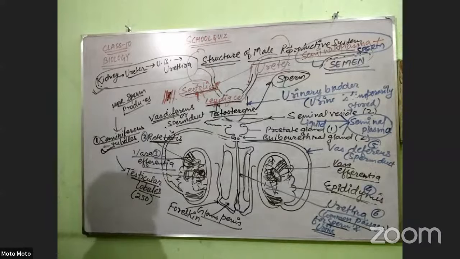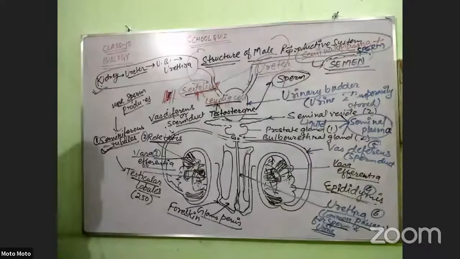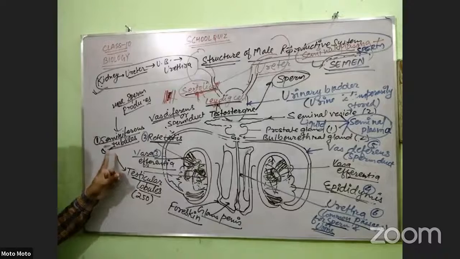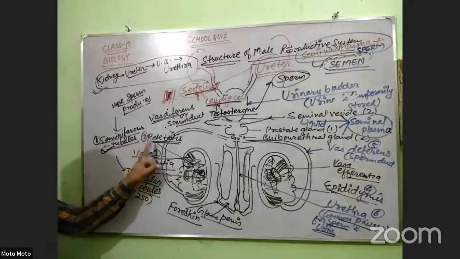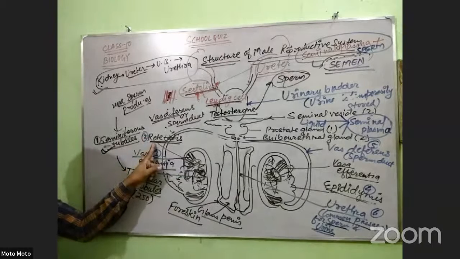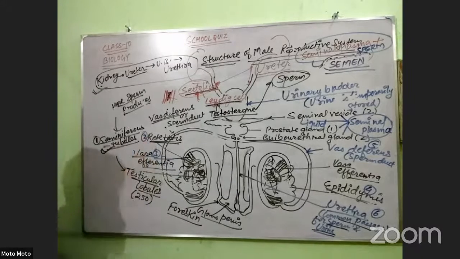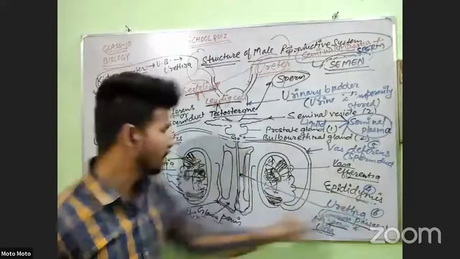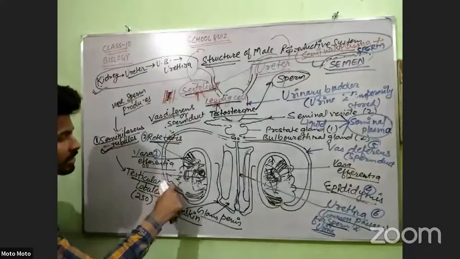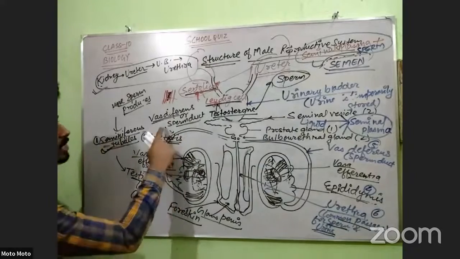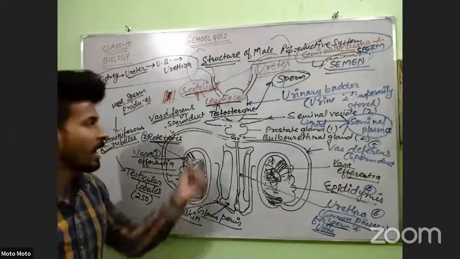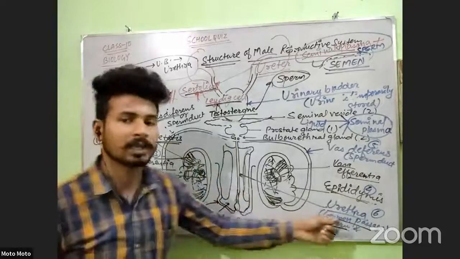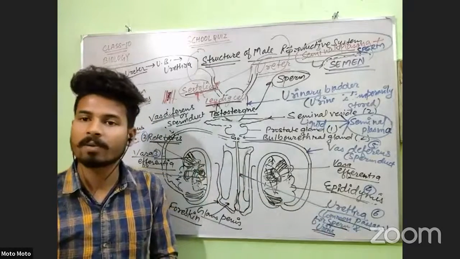The starting point is the seminiferous tubule. The seminiferous tubule produces sperm, and then it enters into the rete testis. Got it? Yes, sir. Rete testis, and then into the vasa efferentia, and then into the epididymis. That is the epididymis, which is the folded structure, and then into the vas deferens, that is named as the sperm duct, and then it enters into the urethra and is ejaculated from our body.